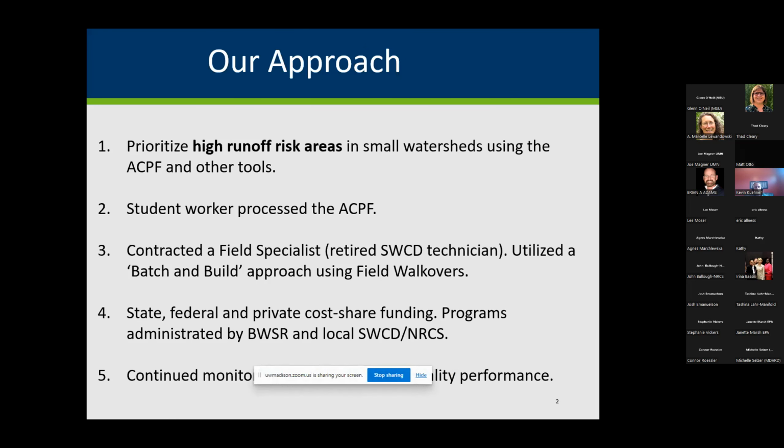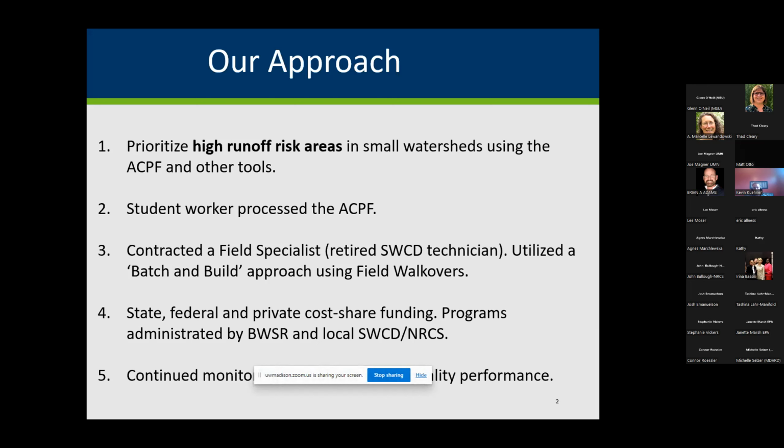So our approach, like I said, was to really prioritize and focus on what we call high runoff risk areas or high concentrated flow areas in small watersheds using ACPF and other tools. We started this process back in 2015, in the early stages of testing and evaluating ACPF, working with Sarah, Mark, and Dave at Iowa State, and ARS.